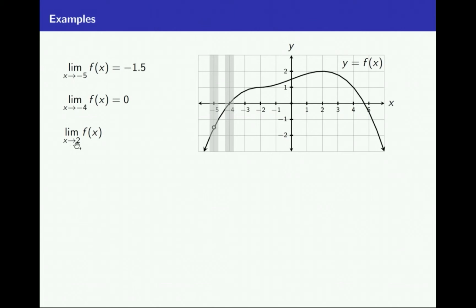And then the limit as x approaches 2 of f of x. Well, here's 2. Look at a narrow strip around 2, and you can see that when x is close to 2, our f of x values are really close to 2 as well, y-coordinates of 2. And the closer and closer x gets to 2, the closer and closer f of x gets to 2. So the limit as x approaches 2 of f of x equals 2.